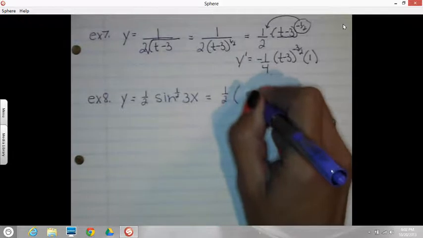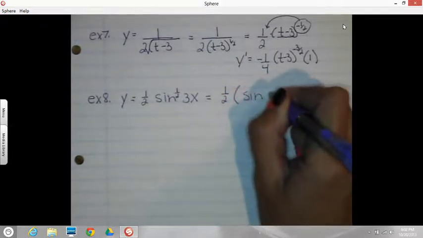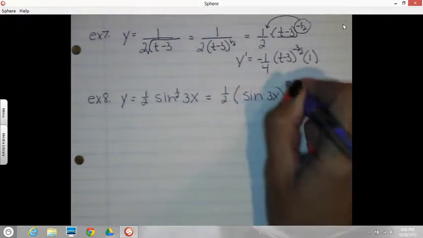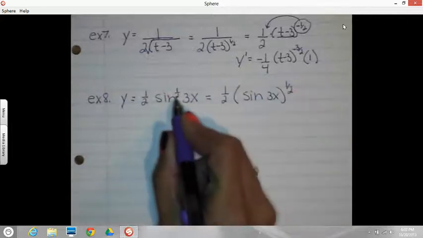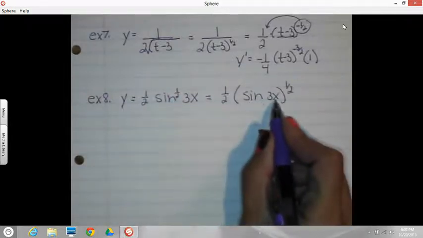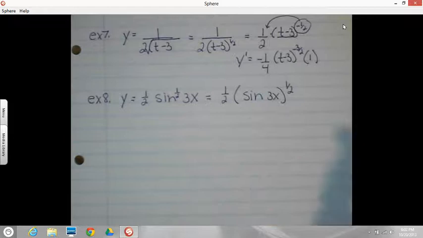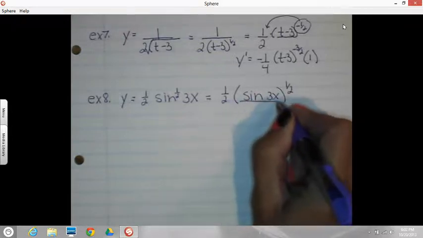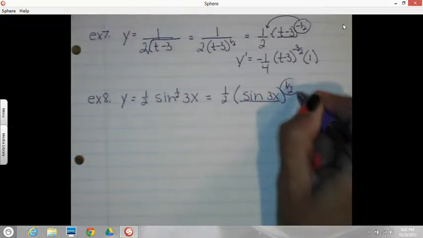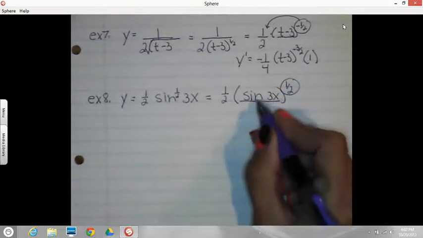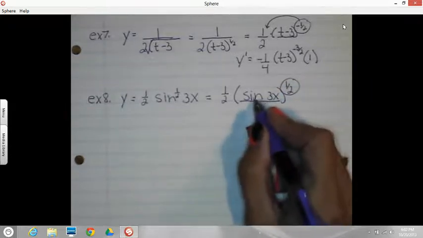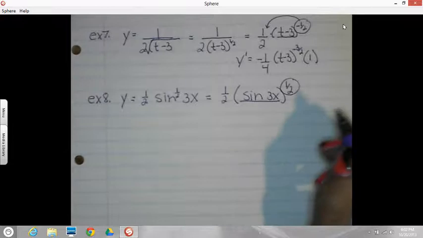So it's the sine of the angle. That's to the 1/2 power. This 1/2 is actually around the trig function with this angle. Now I can easily see an inside and an outside. This is the farthest thing out because this one has an inside and an outside within it. So we've got a couple chain rules we're going to have to do here.